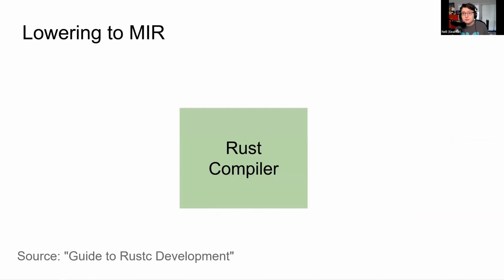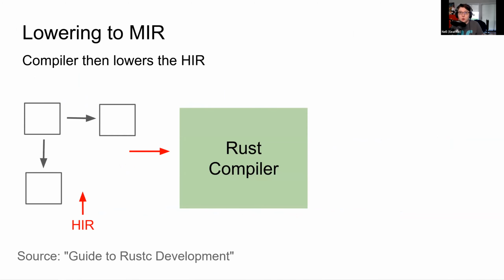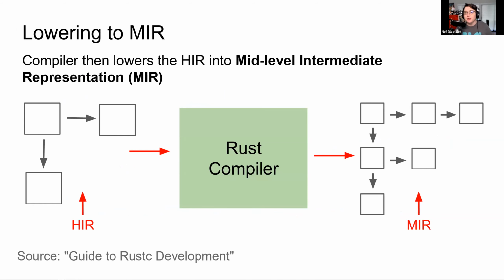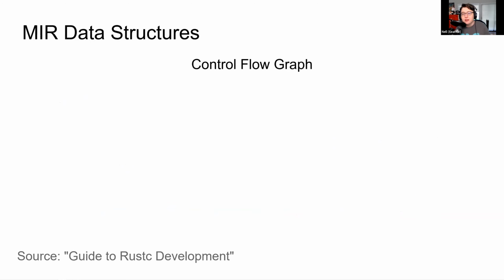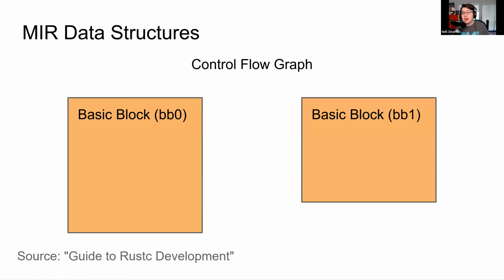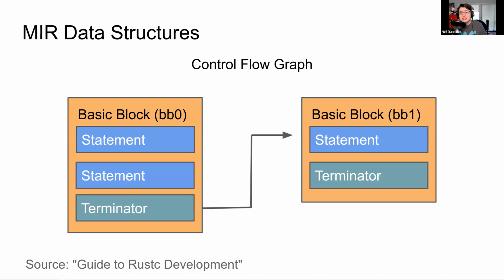The compiler then takes the HIR and lowers it into the mid-level intermediate representation, also known as the MIR. This is the next stage in compiling Rust code. The MIR is constructed as a control graph. The units within this graph are called basic blocks, which are identified with values like BB0 and BB1. Within these blocks, each has a sequence of statements that execute in order. The very last statement is known as a terminator. This controls when and how the program proceeds to another basic block.